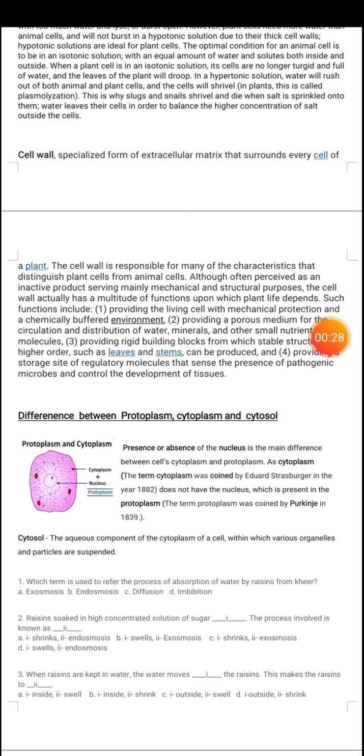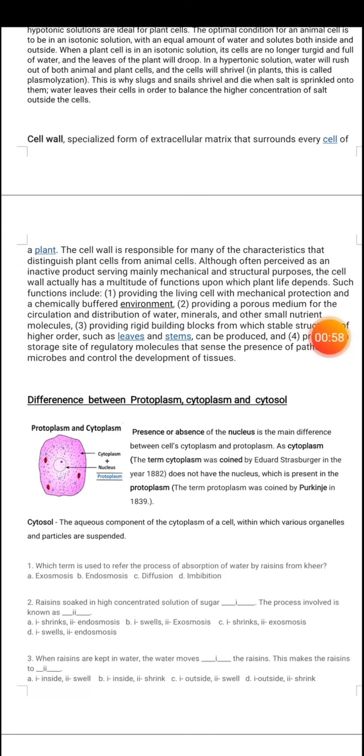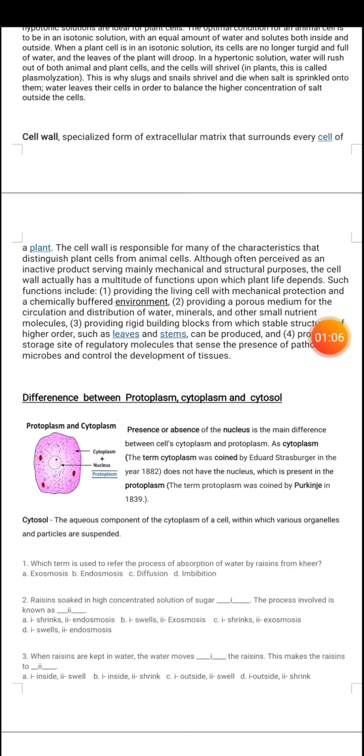Because if the cell wall is absent, there's a chance that the plasma membrane will either shrink or burst because of the change in the solute level inside and outside the cell. Since the cell wall is present, it gives extra mechanical support to the cell. And the cell wall is porous also. If the cell wall were not porous, there would be no movement of molecules in and out of the cell. This is one of the main reasons the cell wall makes leaves and other things very stable.